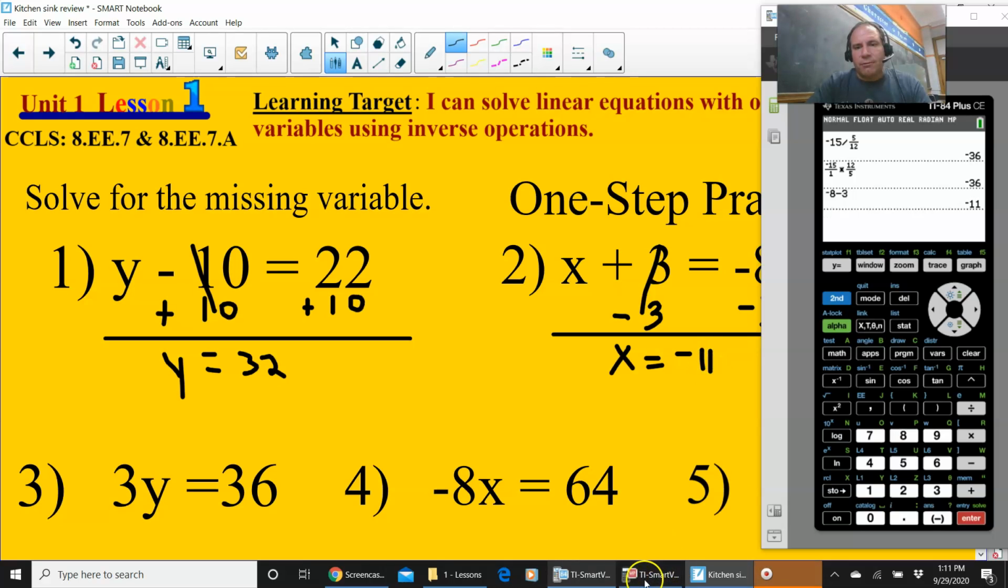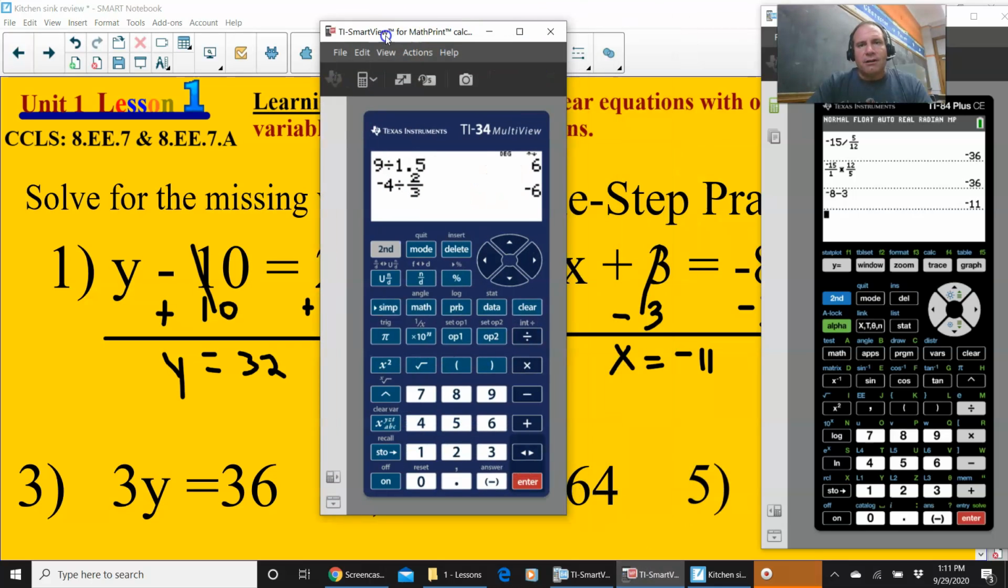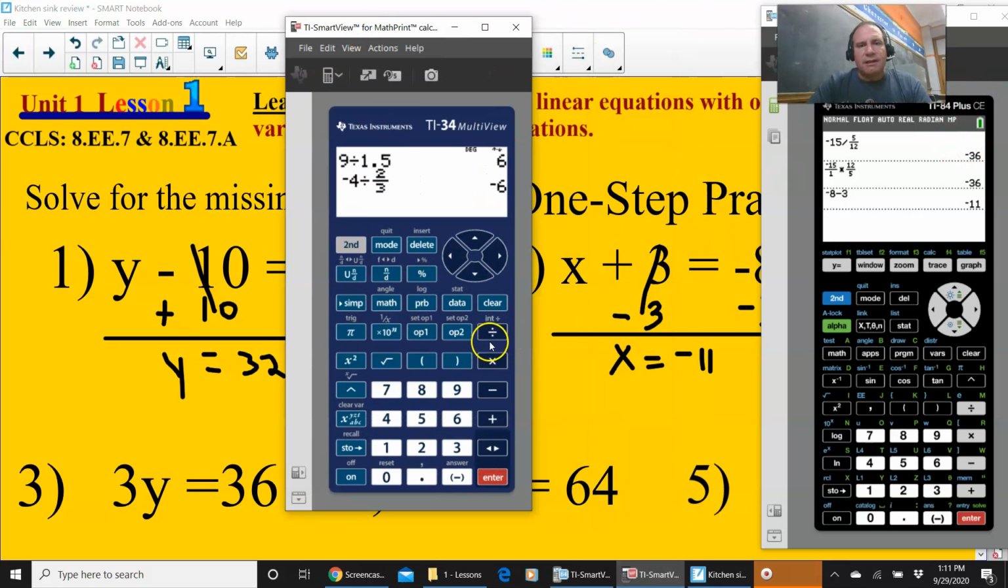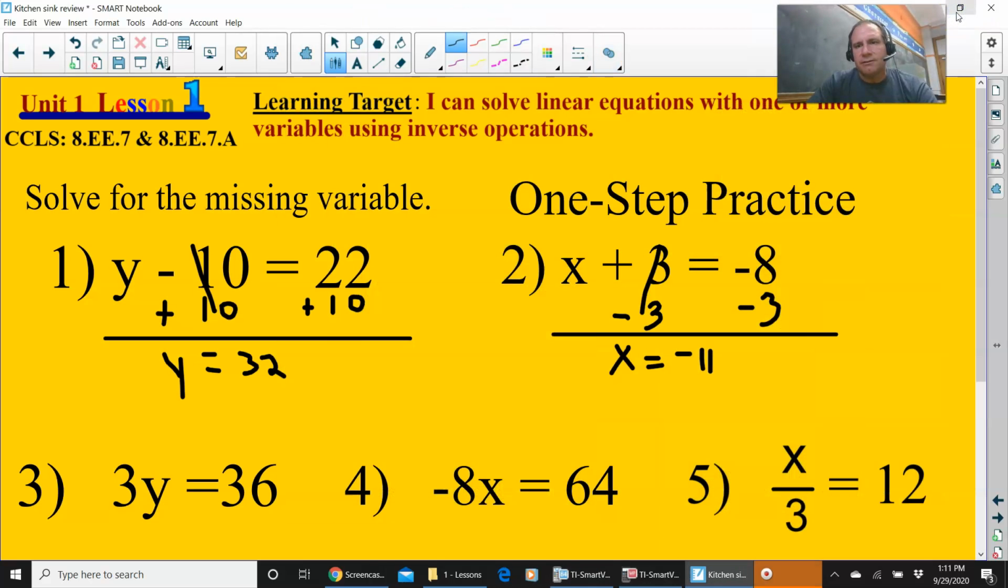Remember, no matter what calculator you're using, you could use this calculator, TI-84, you could use the TI-34. There's the negative button, 8 minus the 3. And that's equal to a negative 11. Either way, negative 11 is your answer.